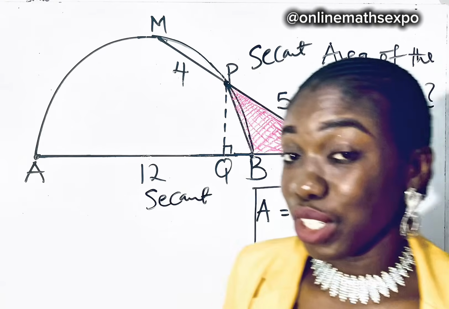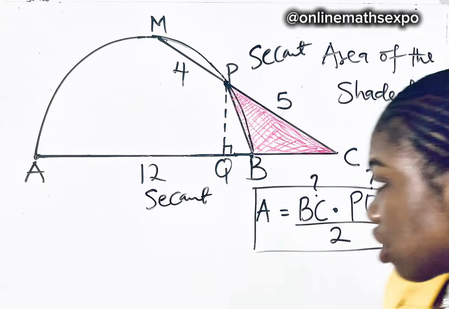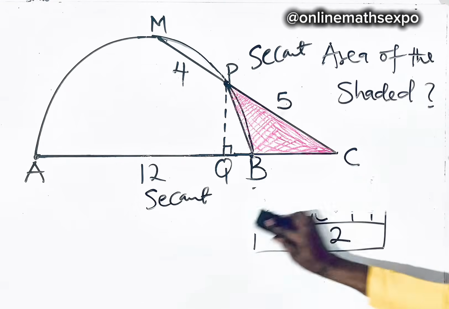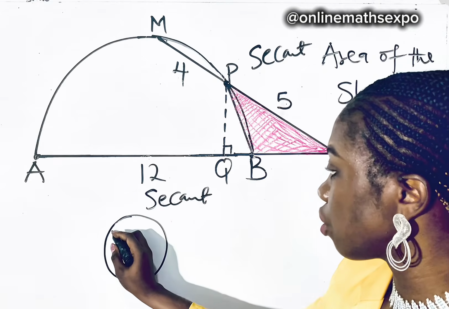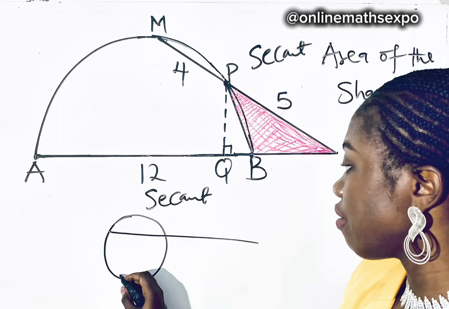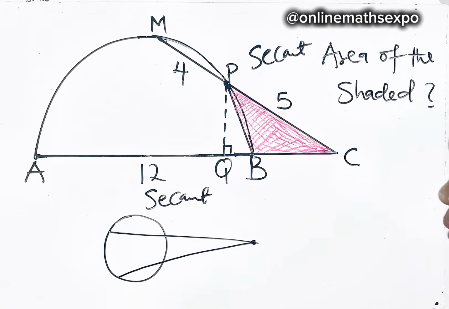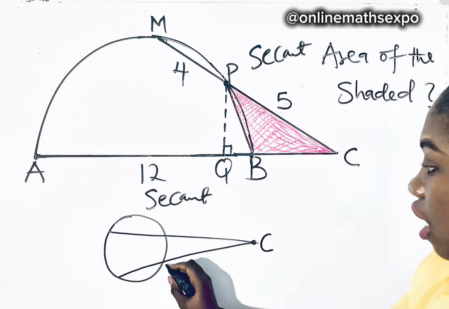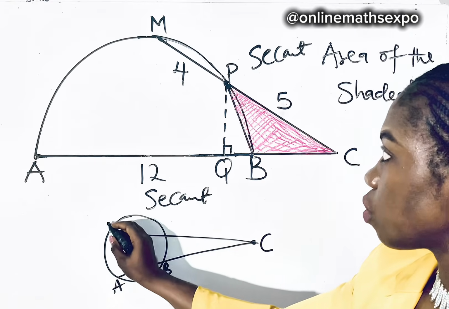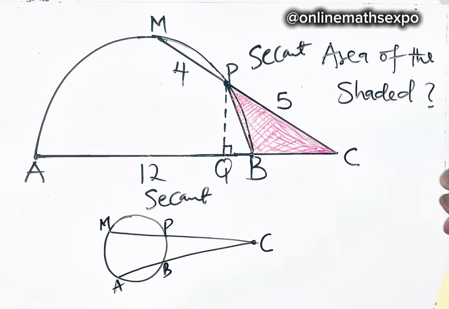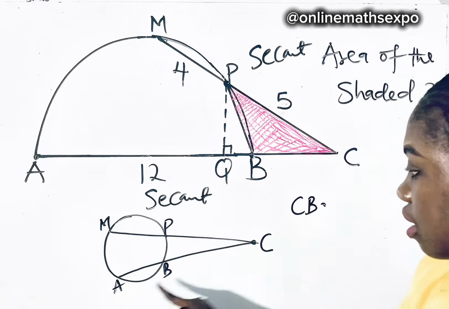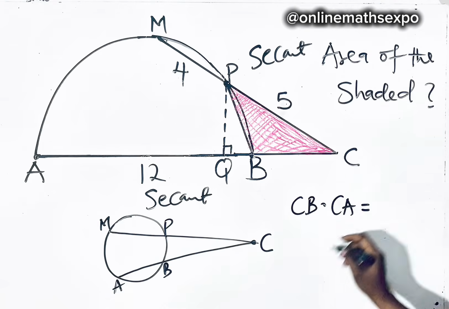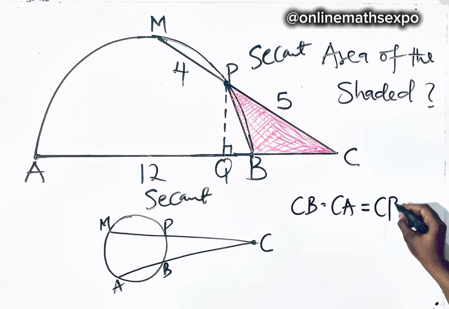Now, what does this remind you of? It reminds you of your secant and secant theorem. Let me remind you of that. It states that if I have a circle drawn, this is our circle, and there is a secant line. We have another secant line meeting each other at a point. If we label this point C and here B, this is A, this point is M, here is P. The theorem states that length CB multiplied by length CA should be equal to length CP multiplied by length CM.